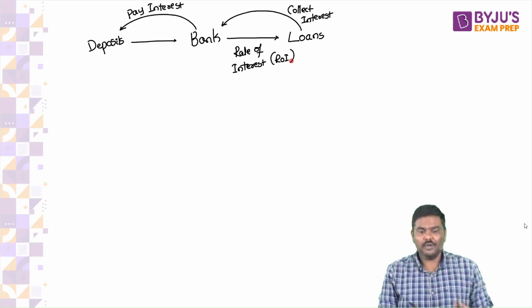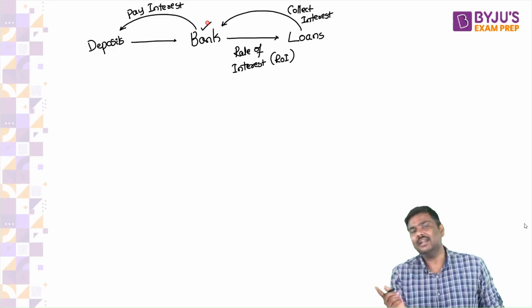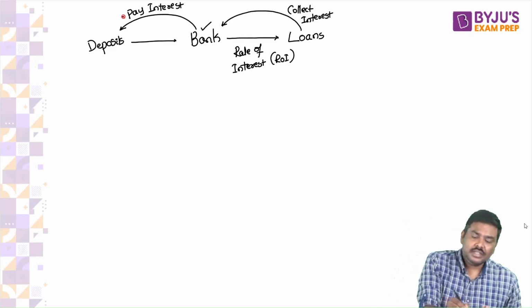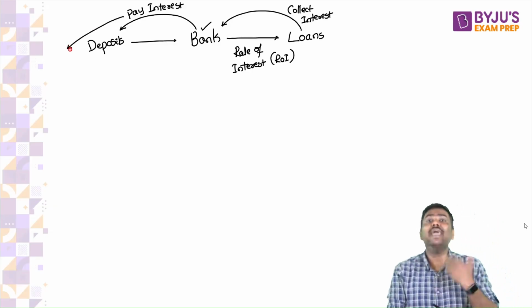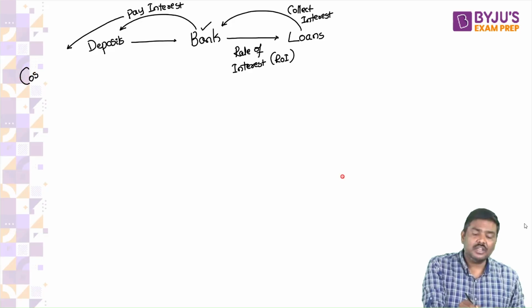Now, please let me know. On one side, the bank will pay interest, and on the other side, the bank will collect interest. Can I call the first one, where the bank will pay interest, the cost of funds for the bank?